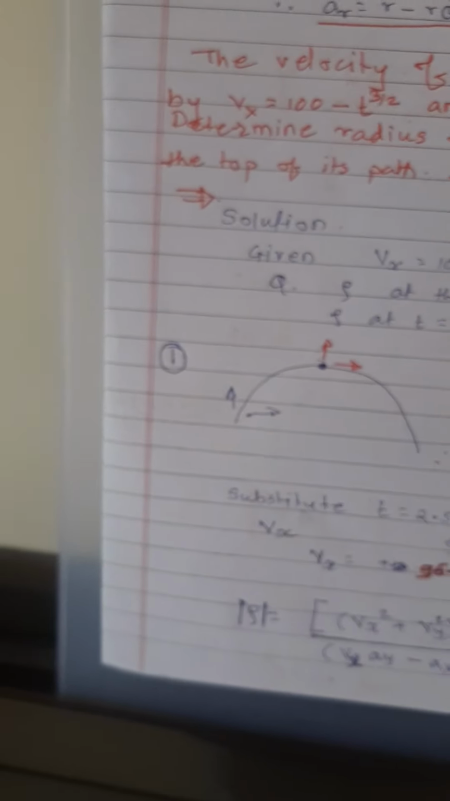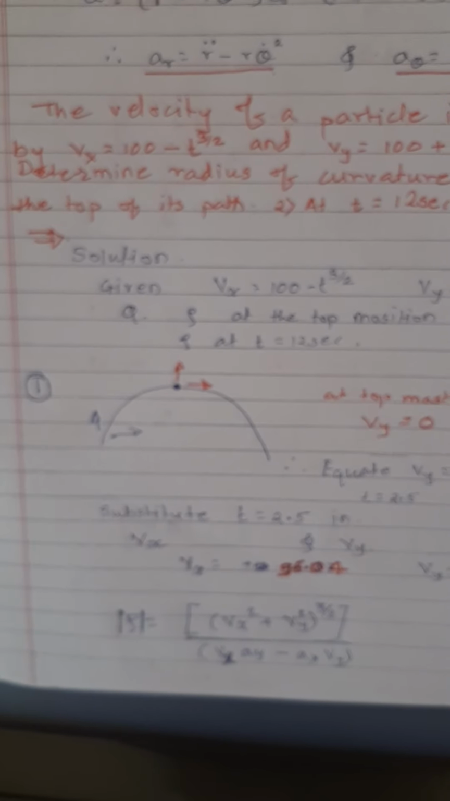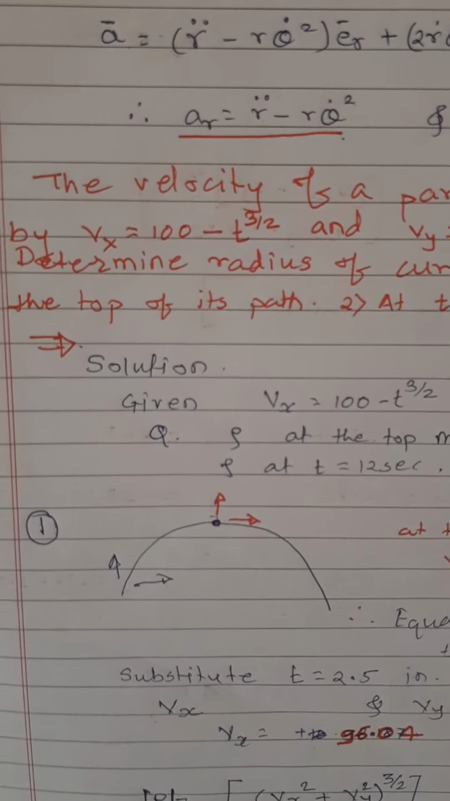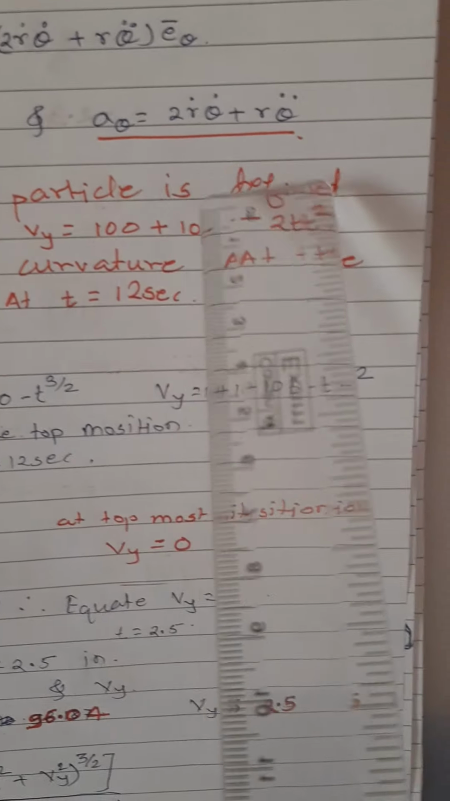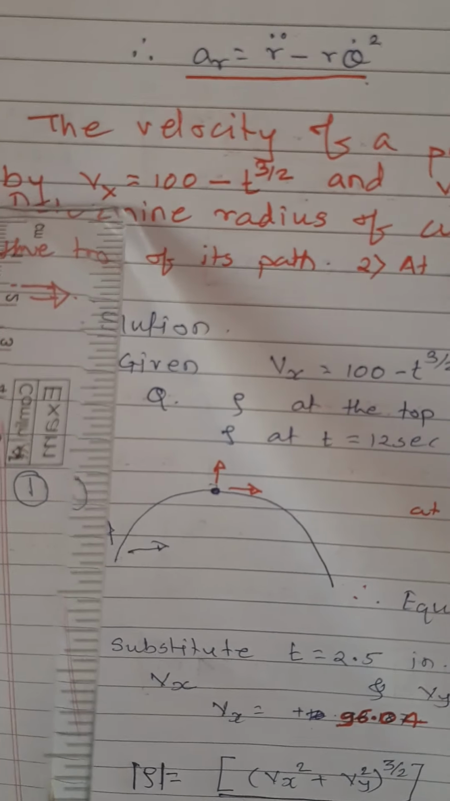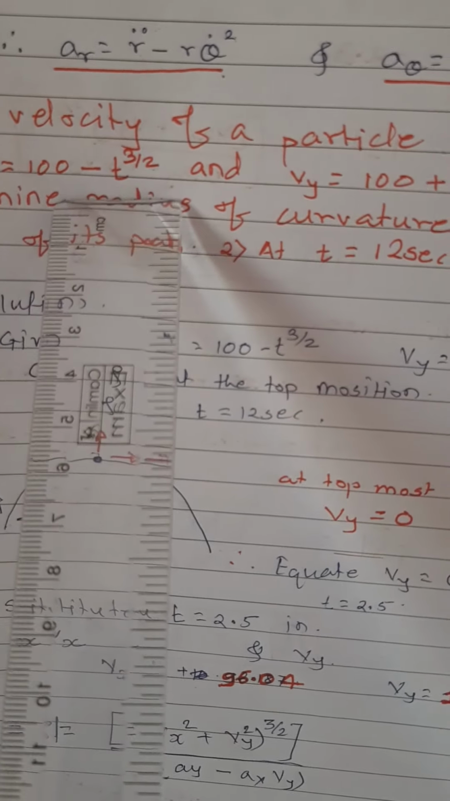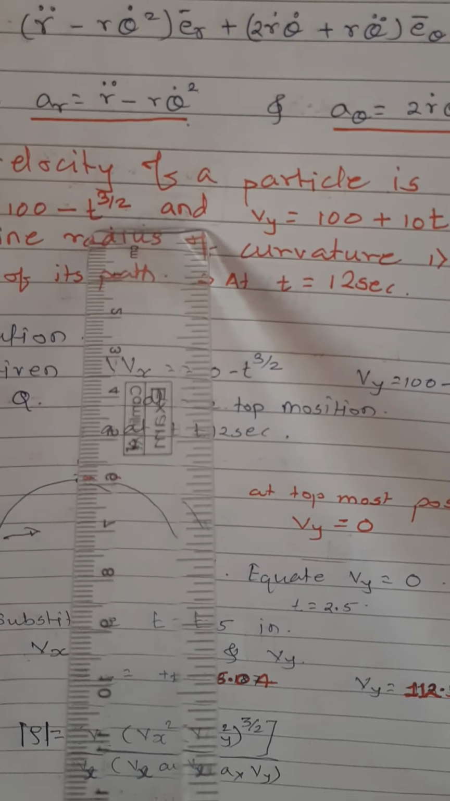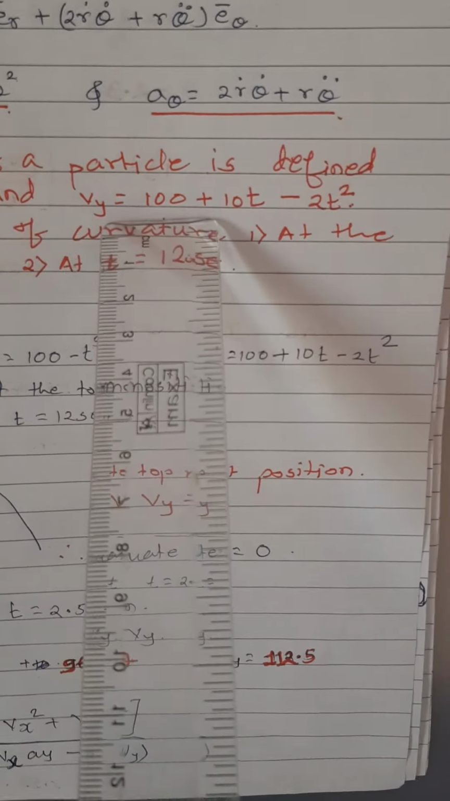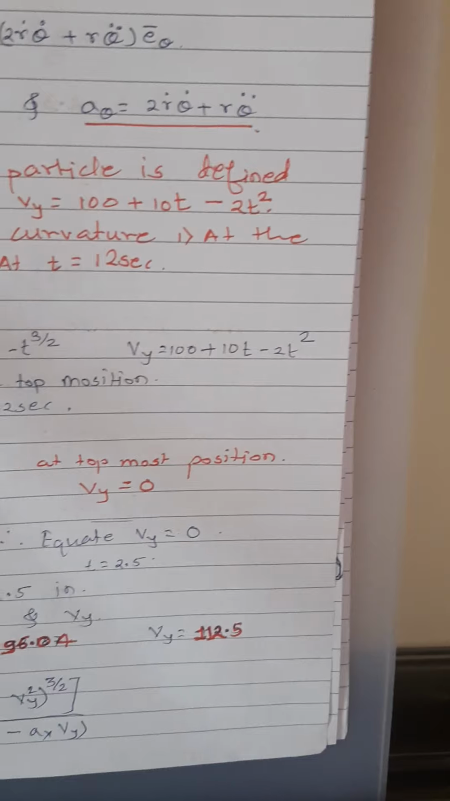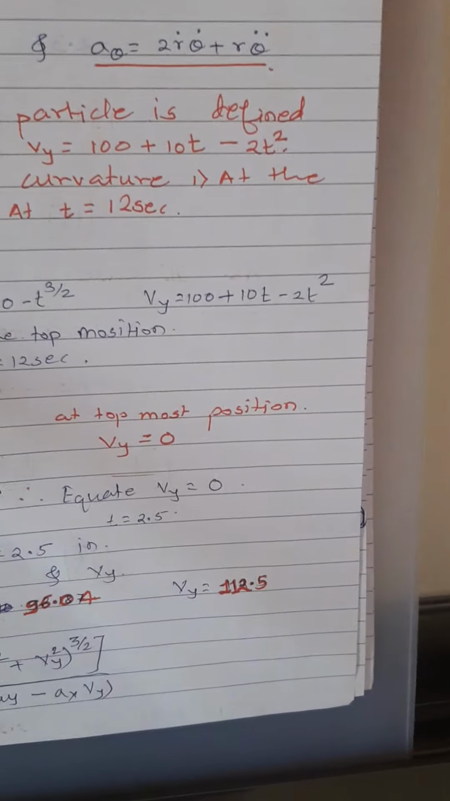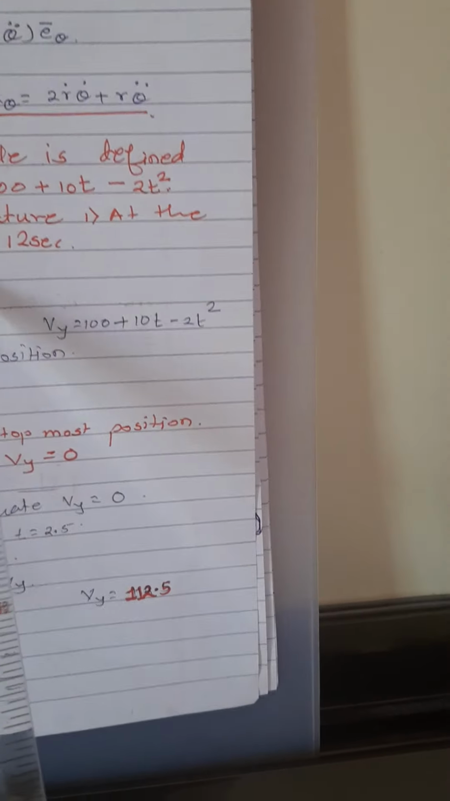Now we will see a simple problem related to this. The first numerical that we have to focus on: the velocity of a particle is defined by Vx equal to 100 minus t raised to 3 by 2 and Vy equal to 100 plus 10t minus 2t squared. Determine the radius of curvature, first at the top of its path and second at t equal to 12 seconds.